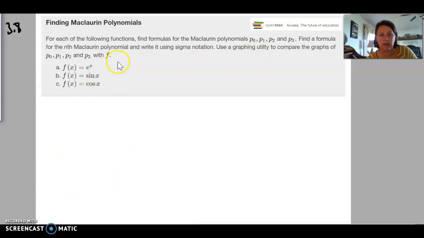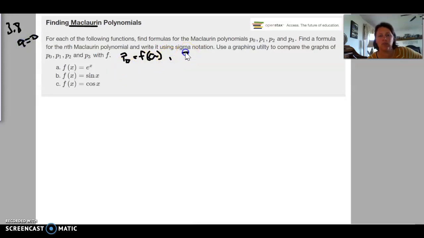So let's go back to writing what each one of these Taylor polynomials look like. So p sub 0 is going to be a polynomial of degree 0, and that is going to consist of f of a. Now in this case we are doing a Maclaurin series, so a is going to equal 0 in all of these cases.